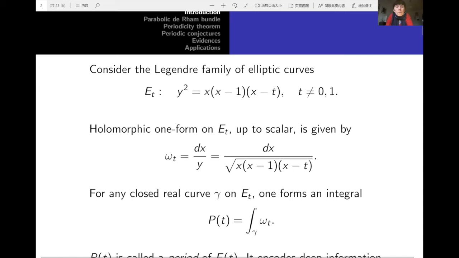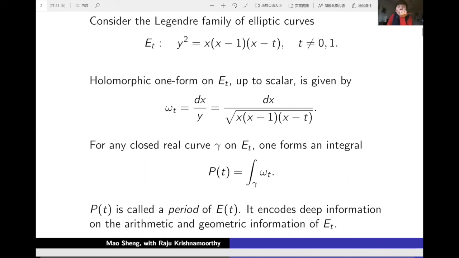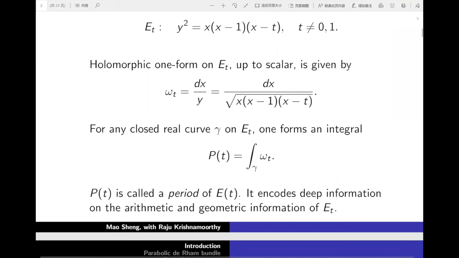For each t, where we consider t as a parameter in P1, when t is not equal to 0, 1, infinity, this defines an elliptic curve. And you know that you have a holomorphic one-form, non-vanishing, on this. On the other hand, you have a topological cycle. You take some topological cycle on E_t, and then you integrate along it, and you get the period. This is very important information about the arithmetic and geometry of this elliptic curve.